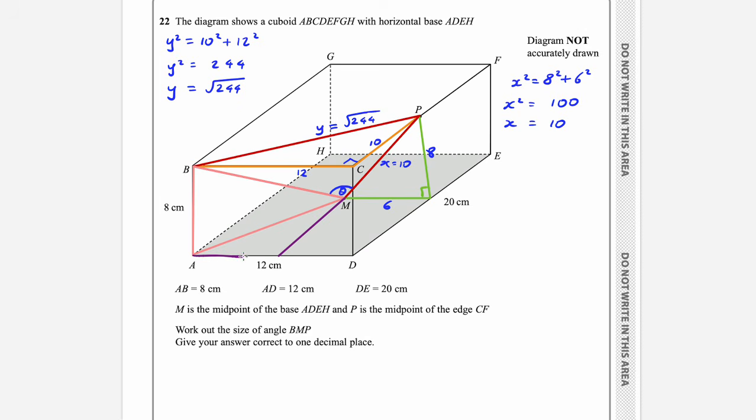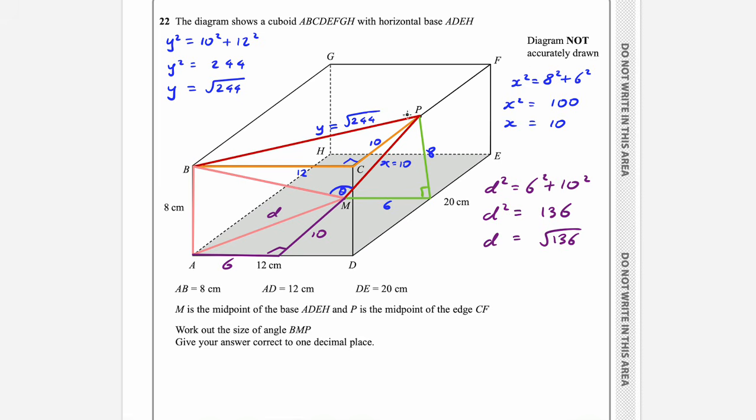Let's look at this purple triangle first. This is a right angle. This is 6 and this is 10 for the same reasons that we had over here. So that's 6, that's 10. This length here, I'm going to call D for distance. This is D squared equals 6 squared plus 10 squared. D squared is equal to 136 if you just add them, and D is then equal to the square root of 136. Now I have D.